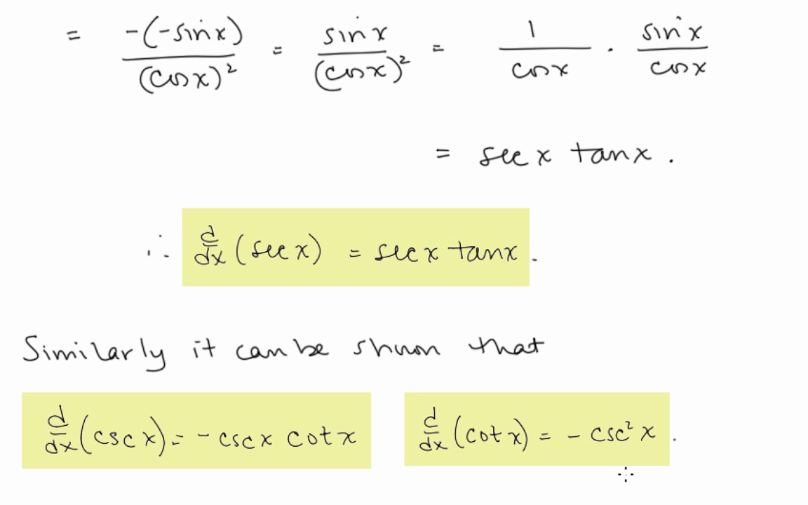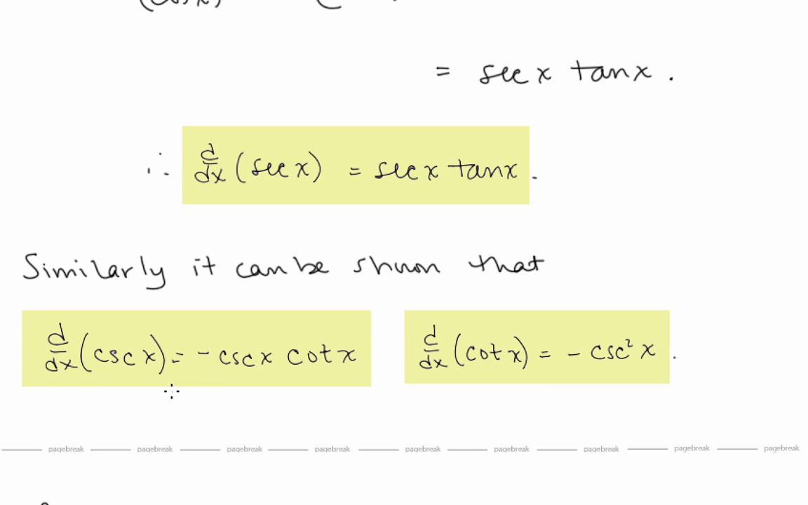Similarly, it can be shown that the derivative of cosecant x is equal to negative cosecant x cotangent x, and the derivative of cotangent x is negative cosecant squared x. So I encourage you to try those on your own.